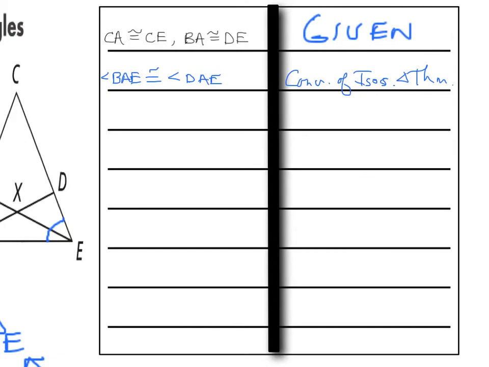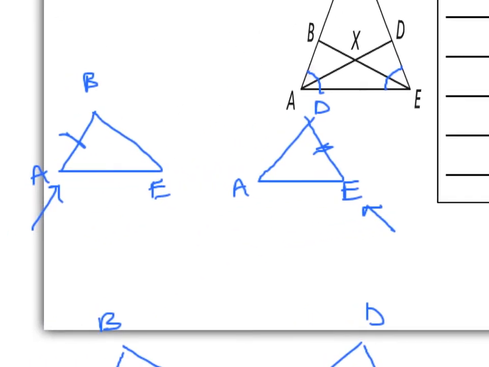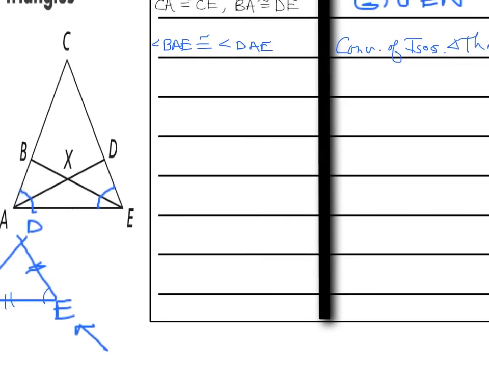Okay, so now I need to mark this in my pictures. That's this angle and this angle, the big angle A and the big angle E. As you look at the picture, you'll notice they also share a side. So my next step is going to be that AE and AE are congruent. AE is congruent to AE, and this is by the reflexive property.